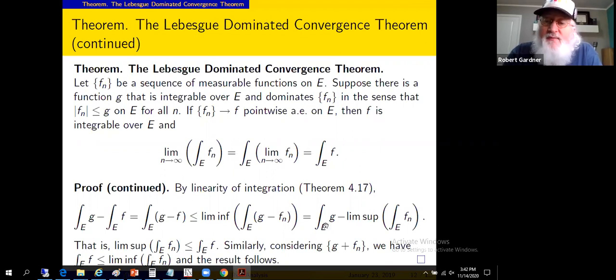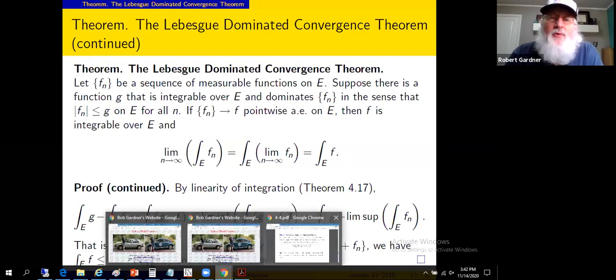We had a lim sup of it here. We had a lim inf of it. It looks like down there. Those are equal, so that limit does exist, and its common value is the integral over E of f. So there's your convergence theorem. Our final convergence theorem of the standard ones, at least.